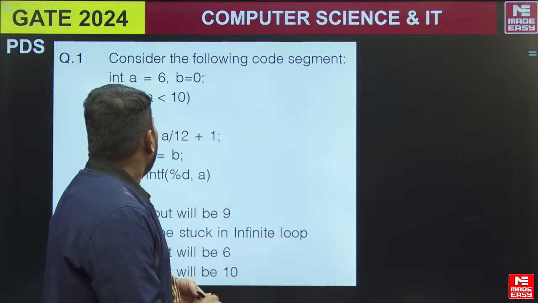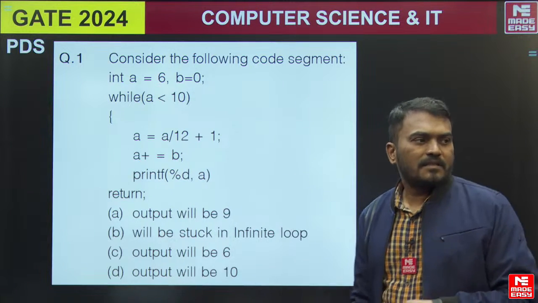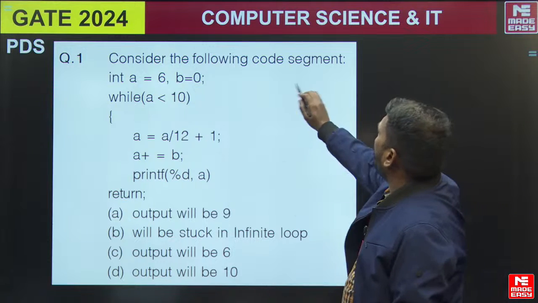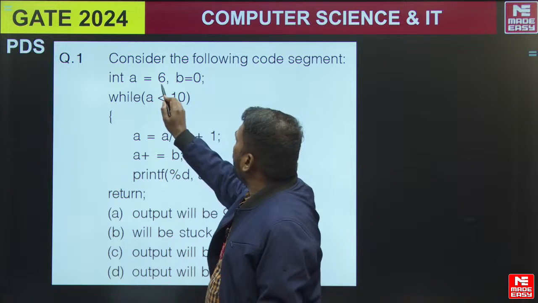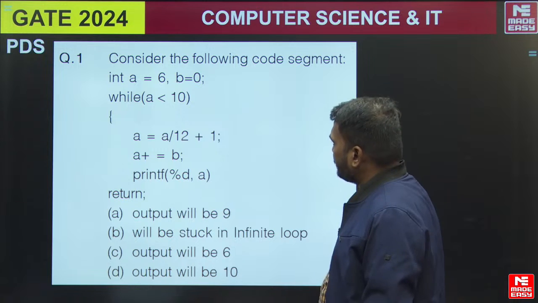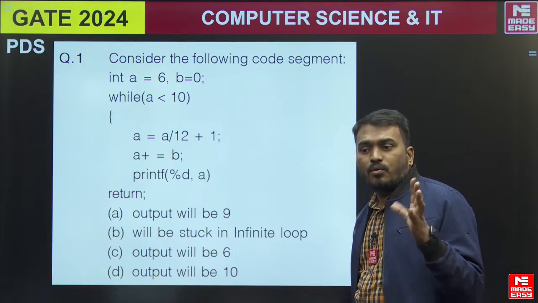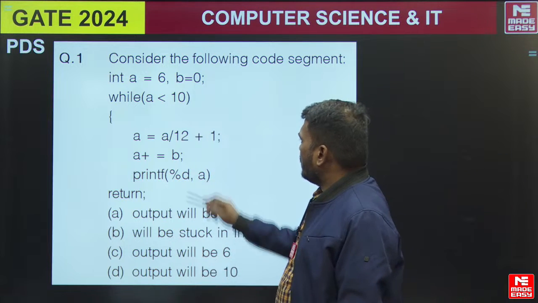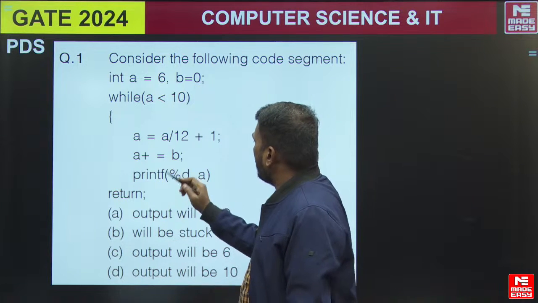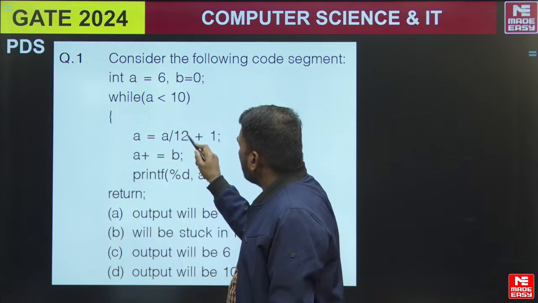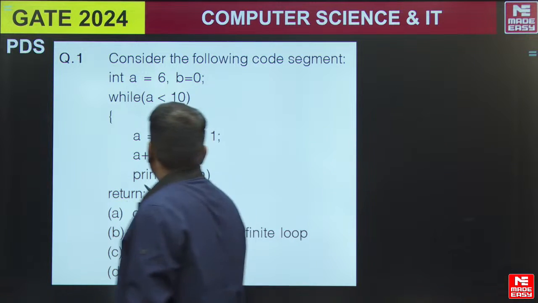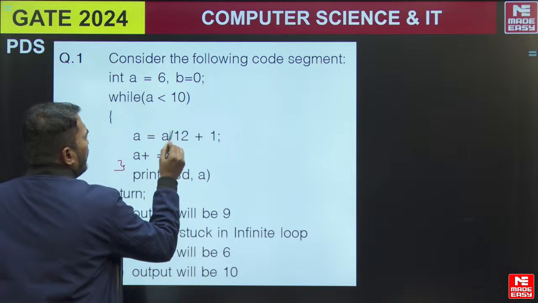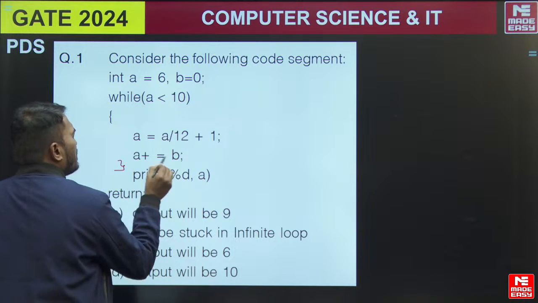Now coming to programming and data structures, this is the question we have. Observe here: consider the following code segment. Integer a equal to 6 and b equal to 0. You can even comment whether the question is correct or not. There is a while loop: while a less than 10, then a equal to a divided by 12 plus 1, and a plus equal to b. That's it.